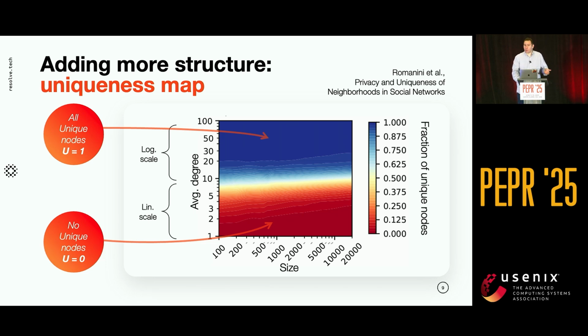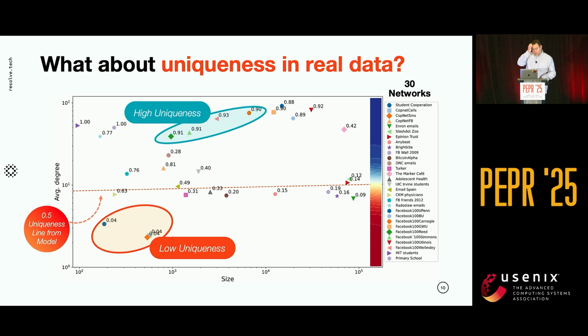But what about real data? These were models, right? So we plotted 30 networks as an example, real-world social networks of different kinds, against these uniqueness maps. The line that you see represents uniqueness 0.5. We saw that, in general, networks with a low average degree also have low uniqueness, and networks with a very high average degree, so the amount of connection is big, have a high uniqueness of neighborhoods. Okay, good results. What can we do about it?